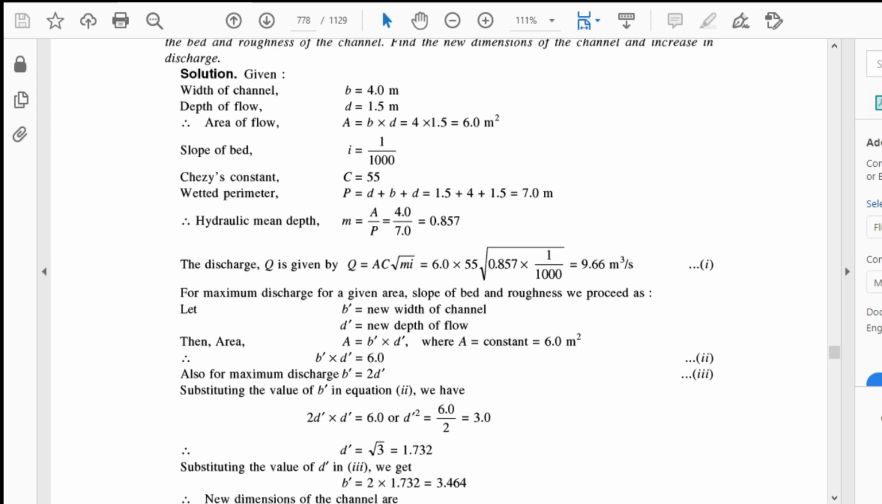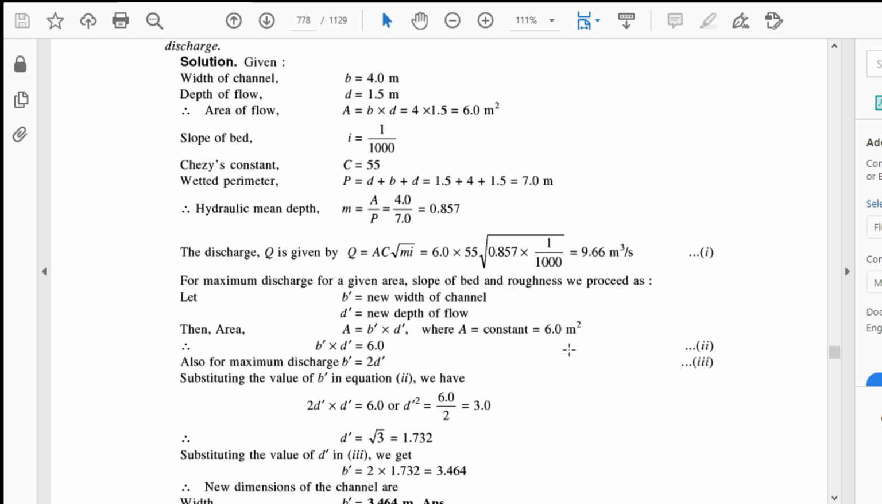Now for the new dimensions, we are going to consider B dash as the new width of channel and D dash as the new depth of flow. Then the new area will be D dash into B dash. But here we are going to consider the constant area as before, that is 6 meters square.